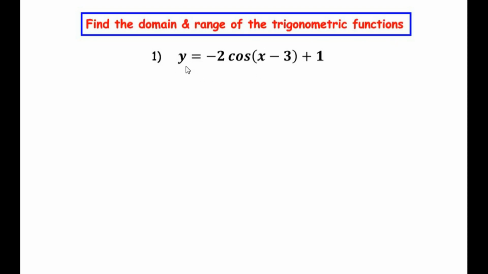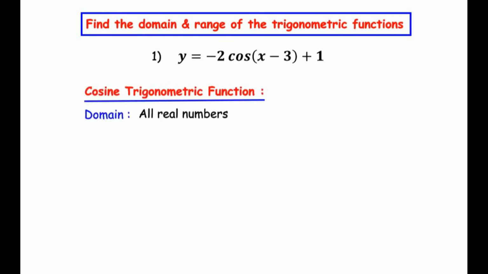The first one is y is equal to -2 cos(x - 3) + 1. Now we can clearly see that this is a cosine trigonometric function. So let us start by writing its domain. So it is a cosine trigonometric function, and domain, as we have seen, it's all real numbers. Now let me write down the range, and here there are three ways of representing the range.